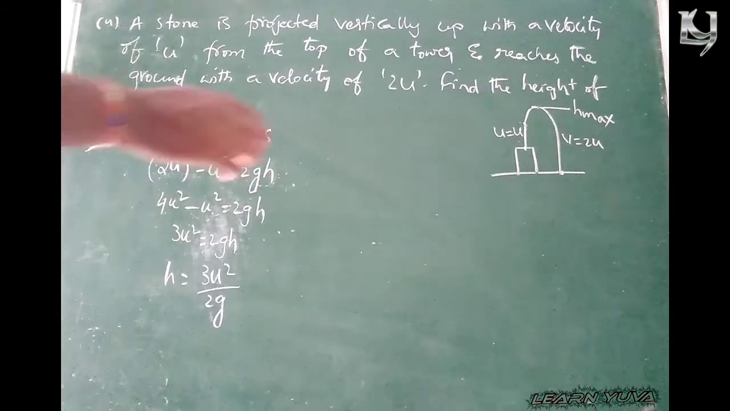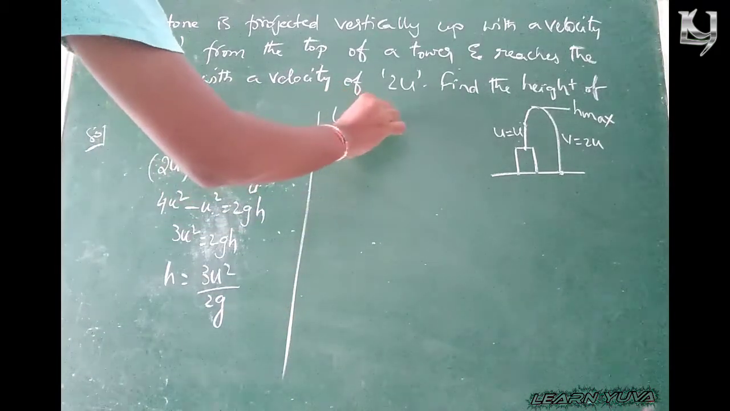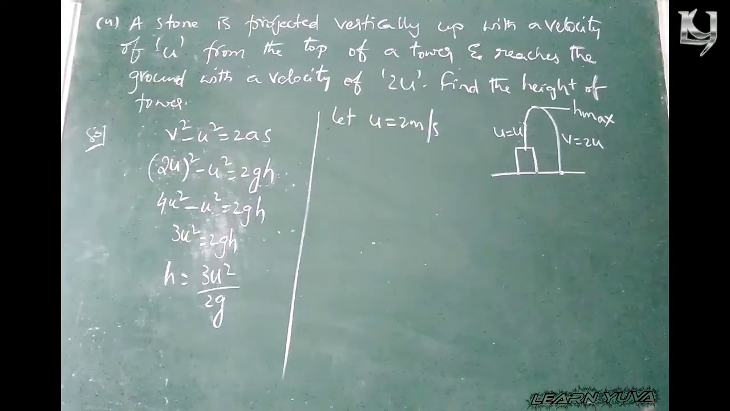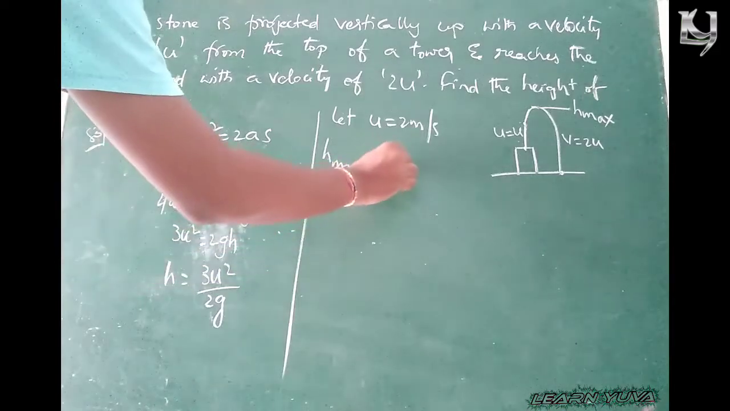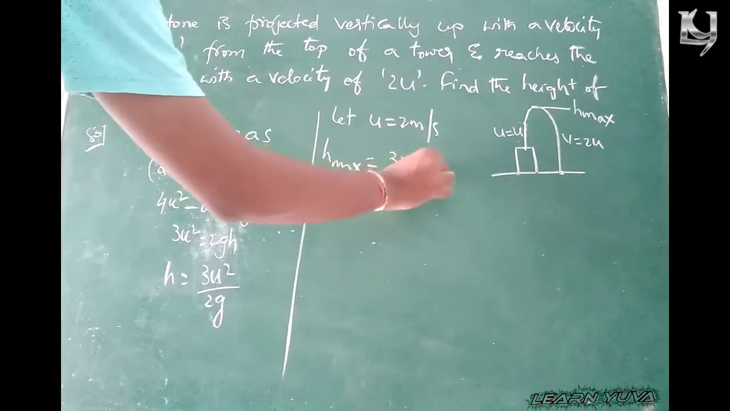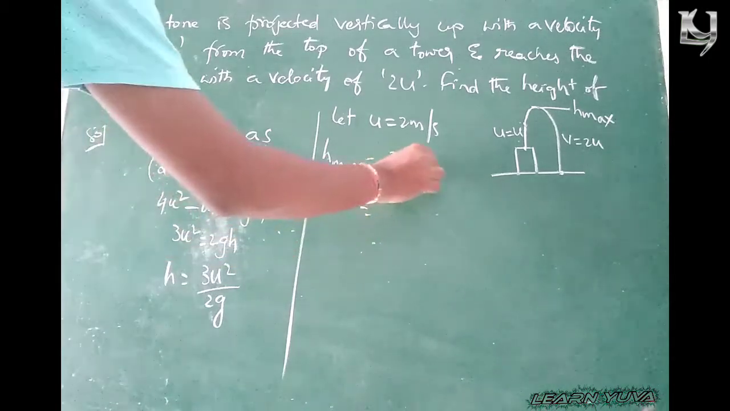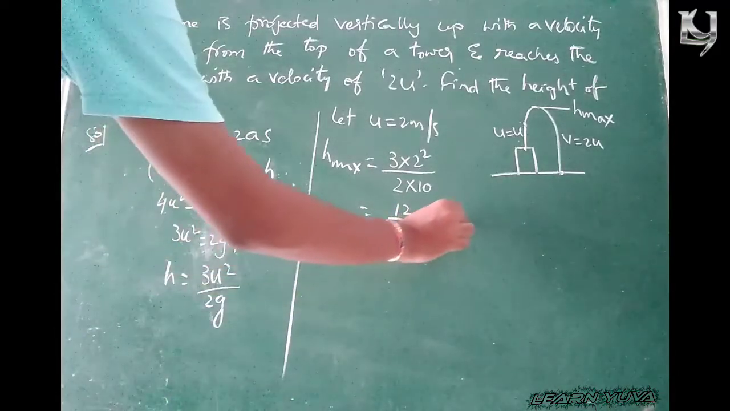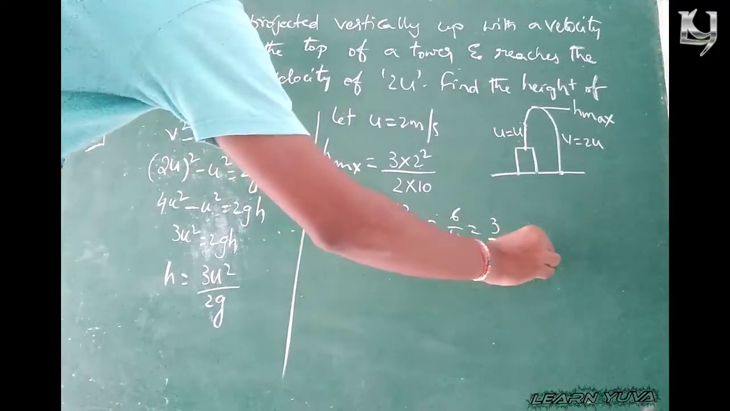Let's check the problem. Given u is equal to 2 meter per second. With the values, the maximum height reached by the body, h max, is equal to 3u square by 2g, that is 3 into 2 square by 2g. The g value is taken as 10. 2 square means 4, 3 into 4 is 12 by 20, 6 by 10, that is equal to 3 by 5 meters.